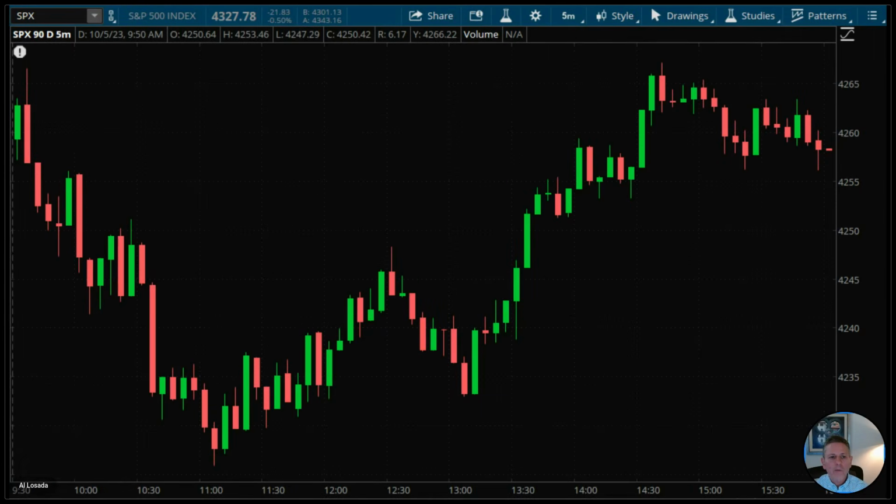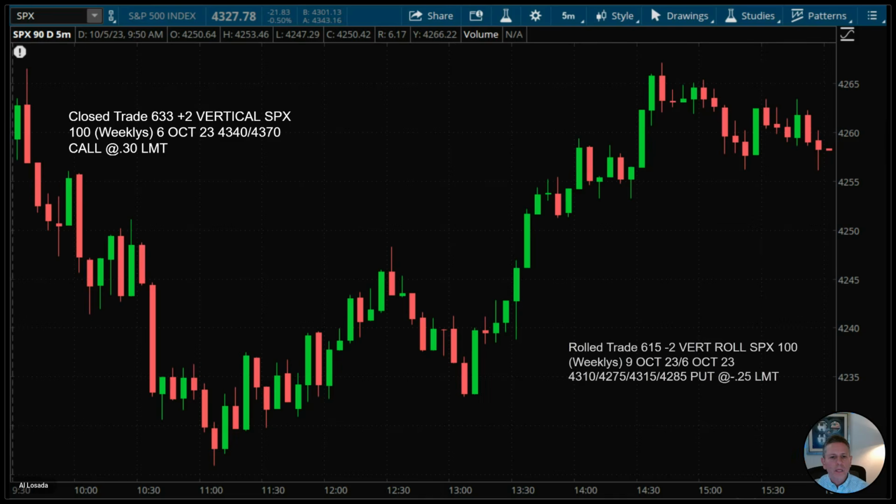Okay, so now you can see we got a nice big roll up here on the market. And so we closed the trade for 30 cents on this position, and then rolled the trade that was going higher and got a 25-cent debit on that position. So now we have the trade at 70 cents, and our premium is around 315, which is around the same that we've had.